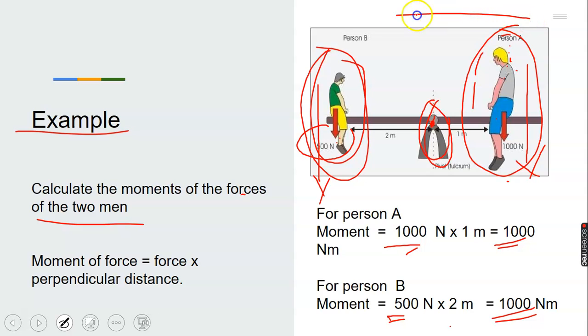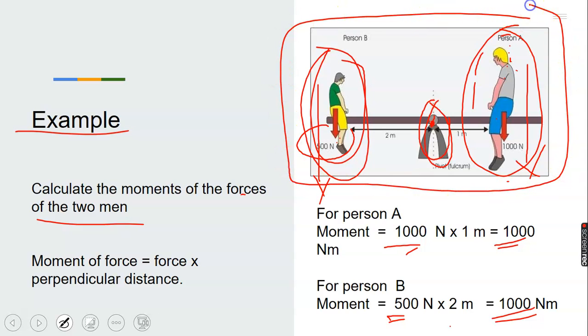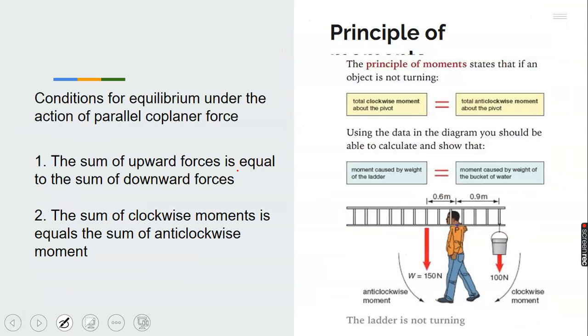You can see both of them are stable on this plank because their moments are balanced. That is 1,000 on this side and 1,000 on the other side. That is how to calculate moment. Now, before we can calculate our moment, there are some conditions that need to be met, which we call the condition for equilibrium under action of parallel coplanar forces.